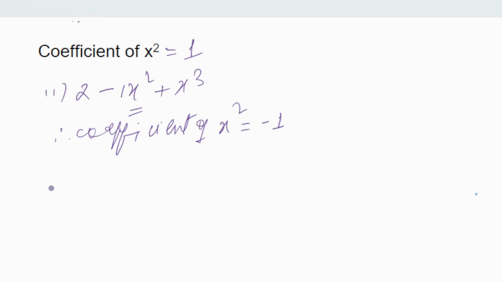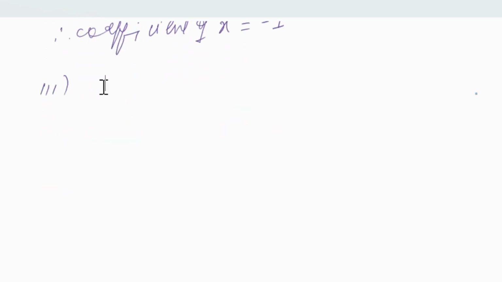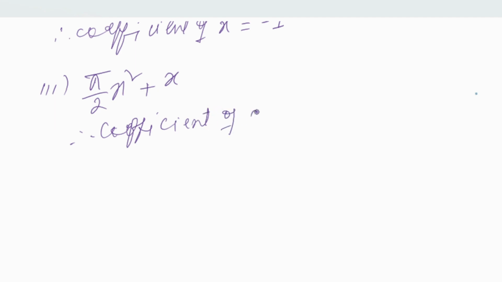Okay, let's do number 3. Number 3 is pi by 2 x square plus x. What is the coefficient of x square? What is the number I have before x square? Pi by 2. So therefore the coefficient of x square in this case will be equal to pi by 2.